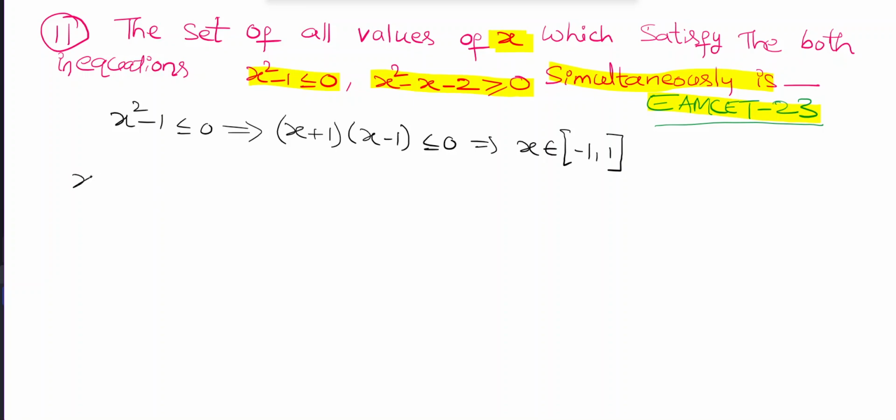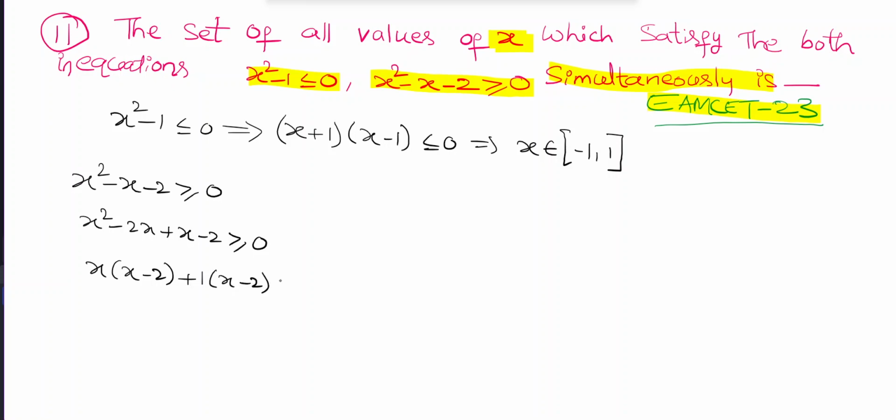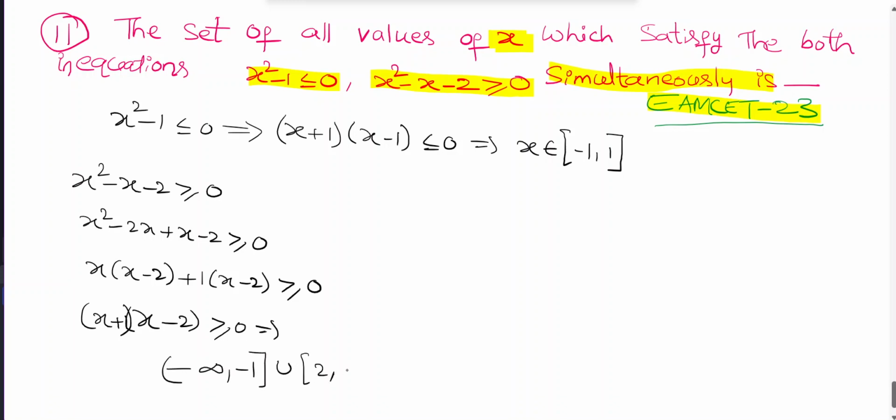And the second inequation is x square minus x minus 2 greater than or equal to 0. So this is x square minus 2x plus x minus 2 greater than or equal to 0. From this take x common, this is x minus 2, plus 1 take common, this is x minus 2 greater than or equal to 0. This is again x minus 2 common, into x plus 1 greater than or equal to 0. That means x plus 1 into x minus 2 greater than or equal to 0, so x belongs to minus infinity to minus 1 closed bracket union 2 to infinity.